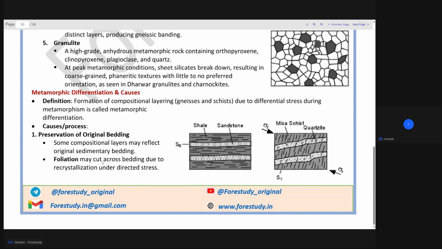So foliation may cut across the bedding due to recrystallization under differential stress. Why will it cut? It will cut because the schistosity has formed after the deposition of the beds. Here you can see shale and sandstone were deposited first, then the foliation took place because of this stress sigma 1, and the schistosity will cross-cut the bedding plane because it has formed later, right?